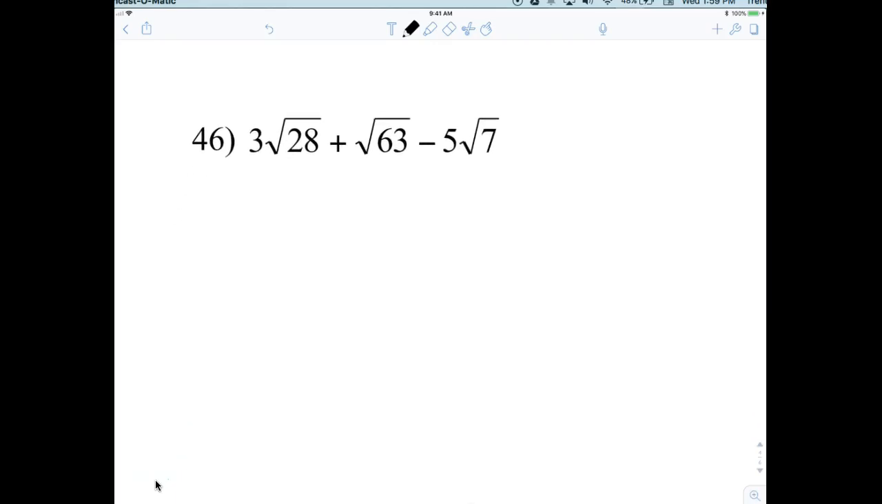Now, 28. 3 square roots of 28. You should just tell me that is what? 6 radical 7. Plus 3 radical 7. Minus 5 radical 7. 4 radical 7.